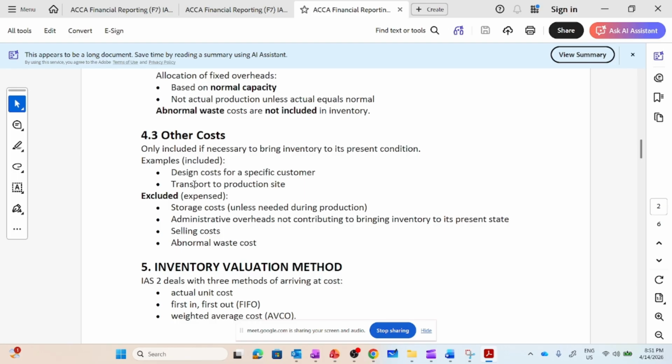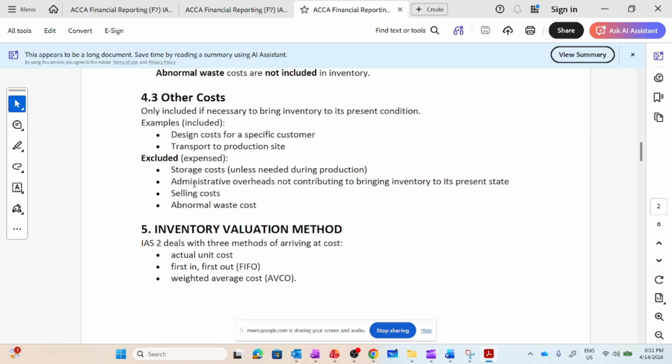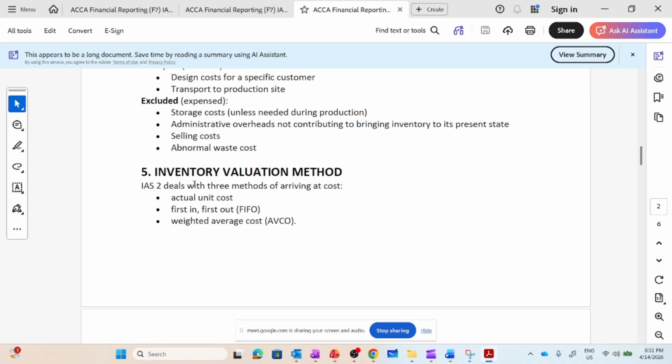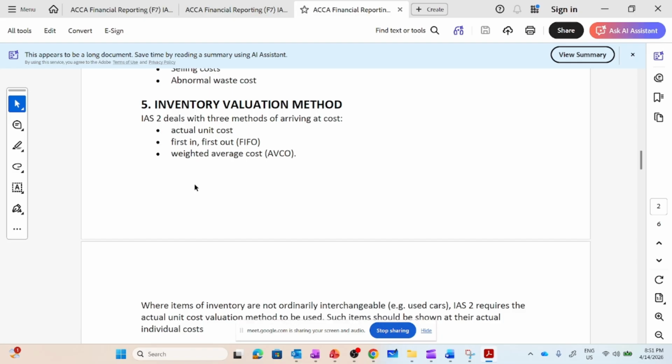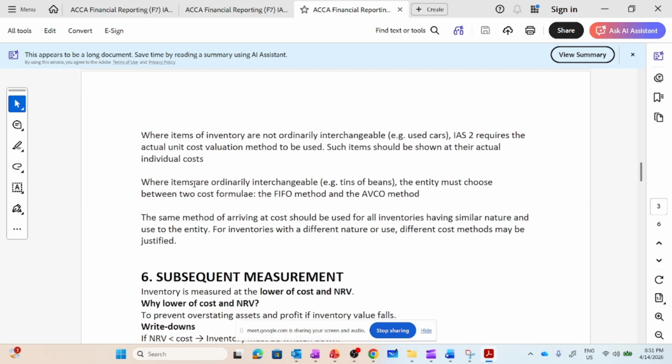Then we should exclude storage costs, administrative costs, selling costs, and abnormal waste. We are not going to include these costs as part of the cost component when we are going to determine the value of the inventory. So basically, we have inventory valuation method, the unit cost, first in, first out, and the weighted average. You don't need to worry about it.